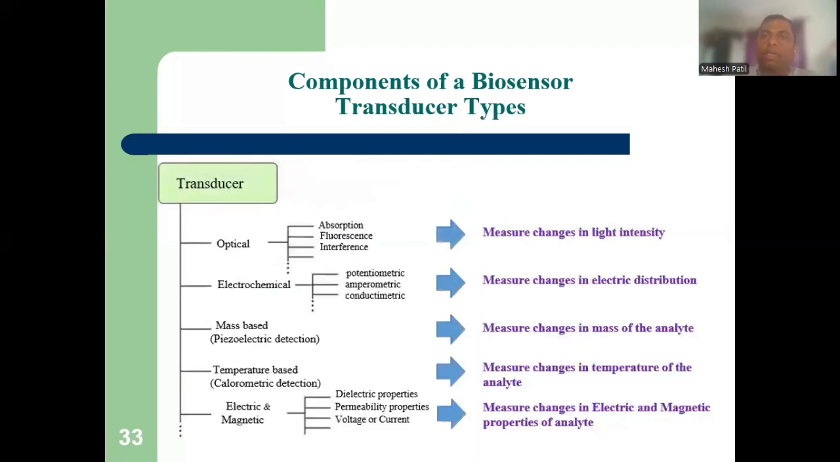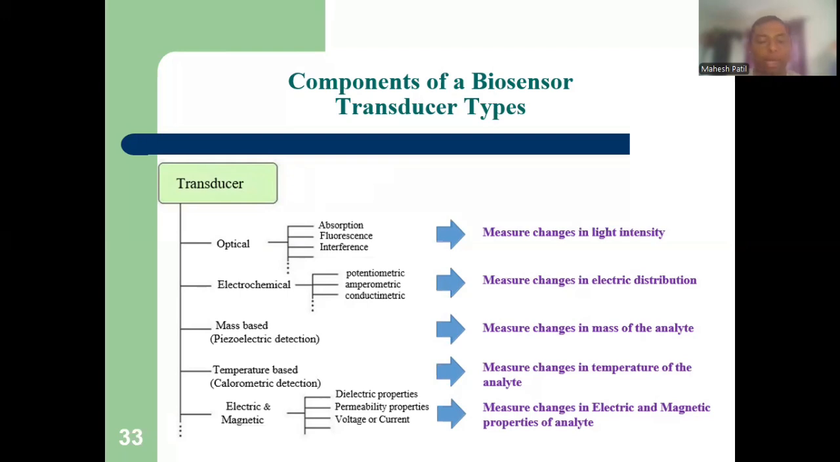So this is the same slide which we have already discussed. Here it is presented in a different way: what kind of transduction mechanism, what are its types, and what happens in those categories. I have an optical transducer. The mechanisms may be absorption, fluorescence, or interference of light. We basically measure the changes happening in light intensities, and an appropriate signal is given to the next processing.